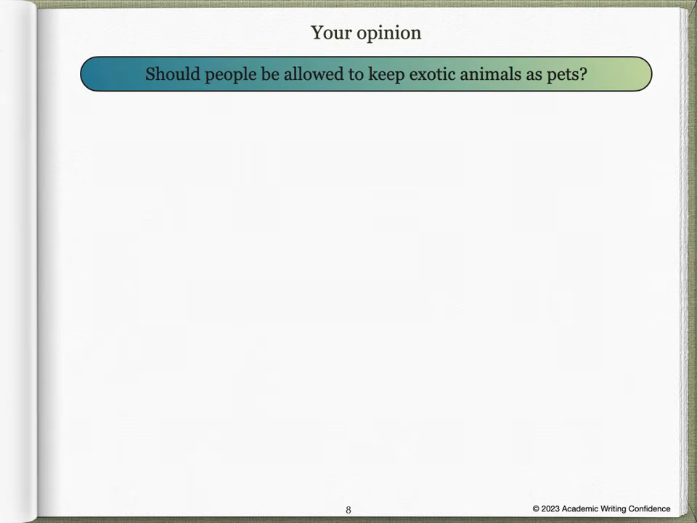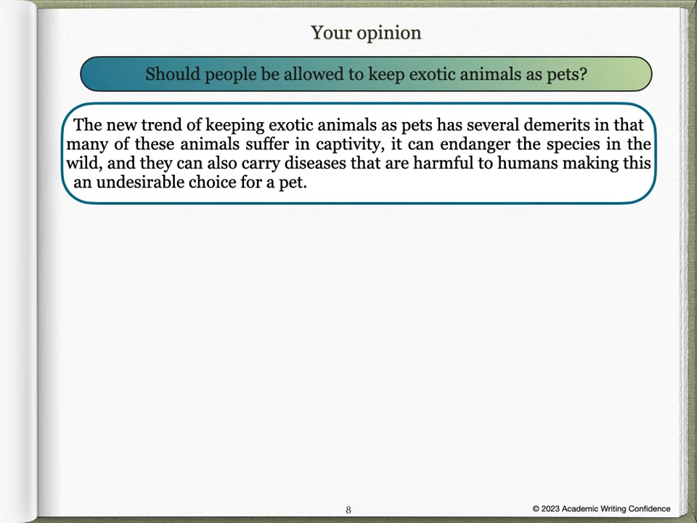You will need to write your thesis statement showing clearly your opinion about this topic. You could write something like this. The new trend of keeping exotic animals as pets has several demerits in that many of these animals suffer in captivity. It can endanger the species in the wild, and they can also carry diseases that are harmful to humans, making this an undesirable choice for a pet.